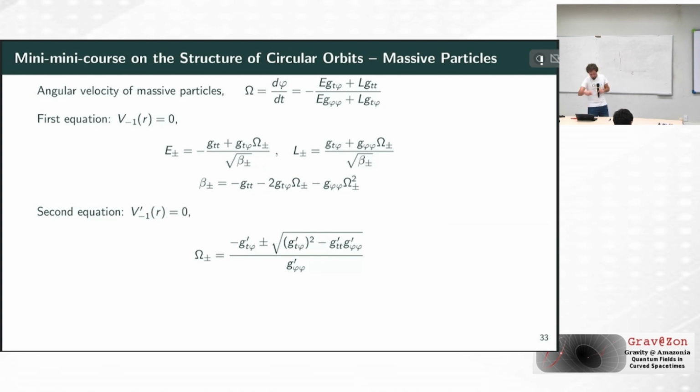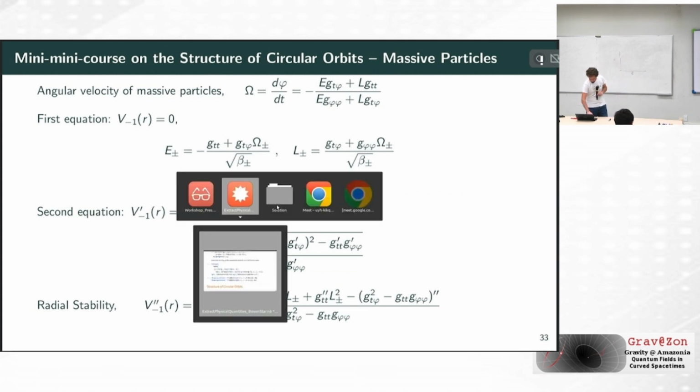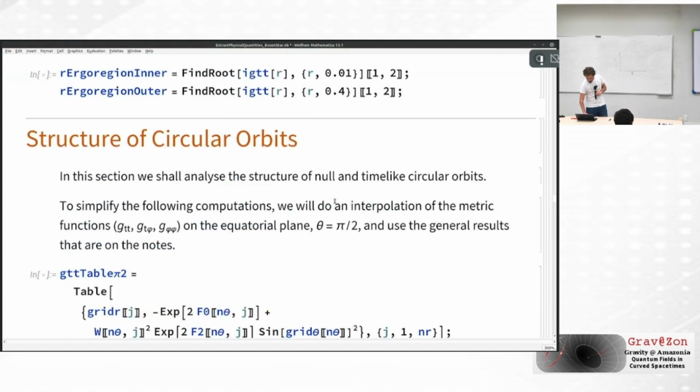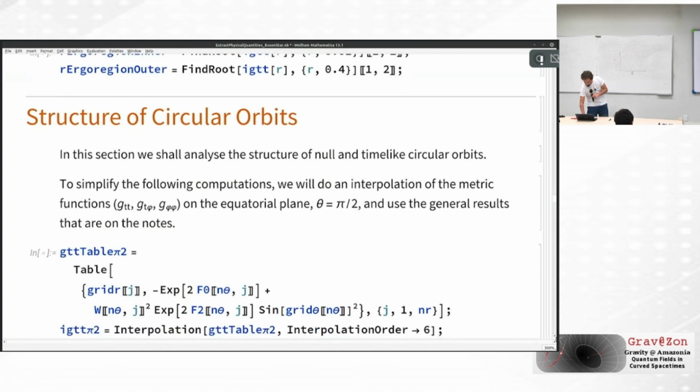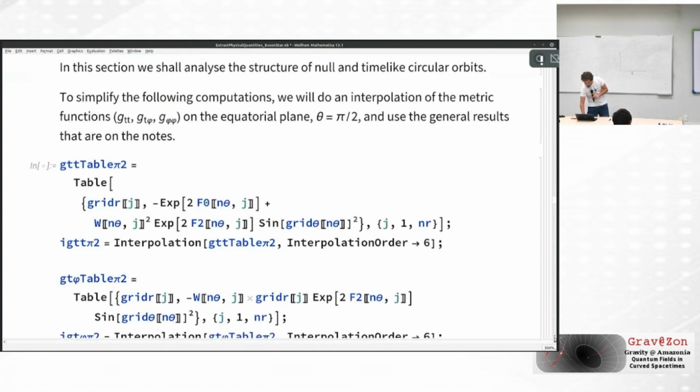Now, if you compute this, you can find the radial stability of the circular orbit. Again, you have to solve that and see if it is positive or negative. So you can do exactly that. Here, what I did was to define some of the metric components and interpolate those functions, so as to use the results that I showed. Instead of using directly the ansatz functions, I use the g_tt, g_tφ, and g_φφ terms. This is just to do the interpolations.